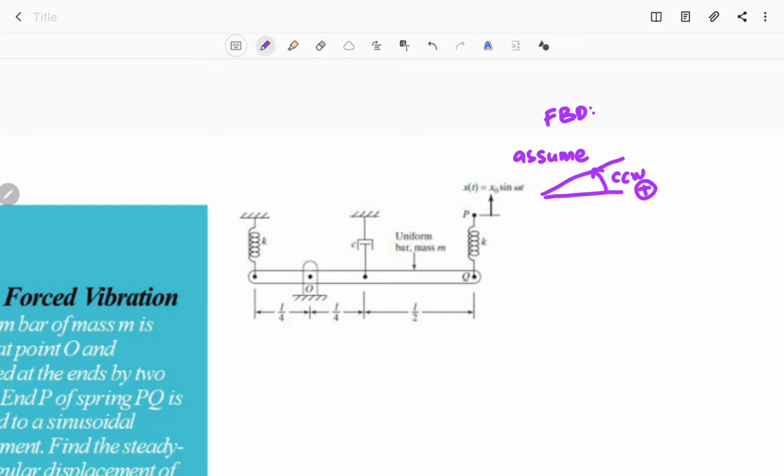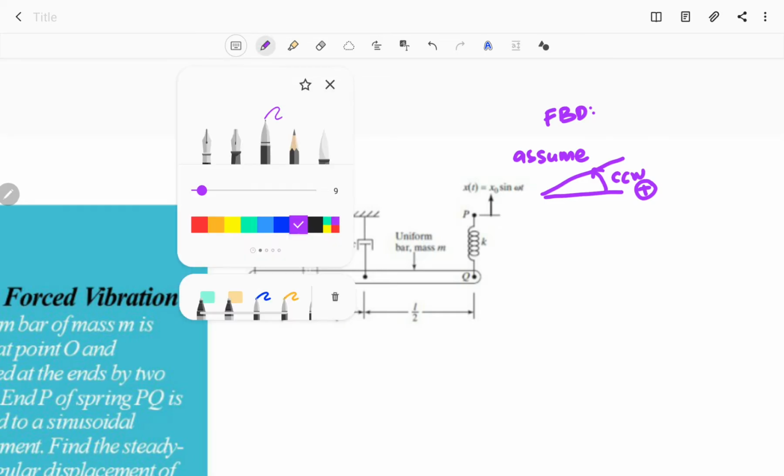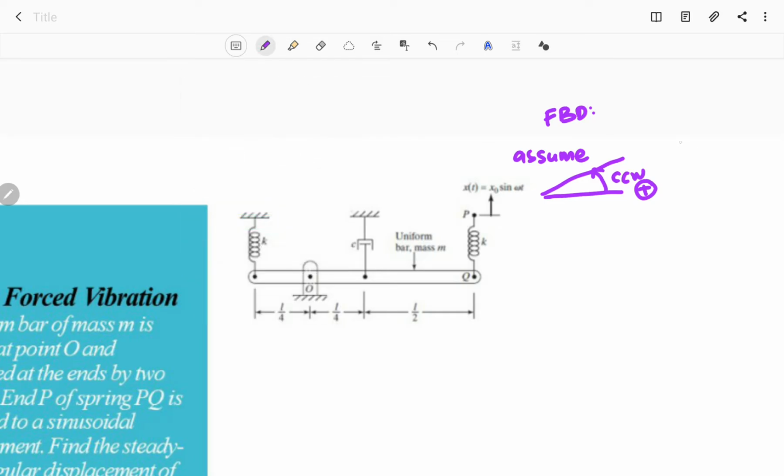So let us take a look at how we actually draw the free body diagram. You can see that there is no assumed direction in the question, so you need to start off the first part with an assumed direction. Number 1, if you don't have it in the question, you have to assume. So let's say I assume counterclockwise to be the positive direction.